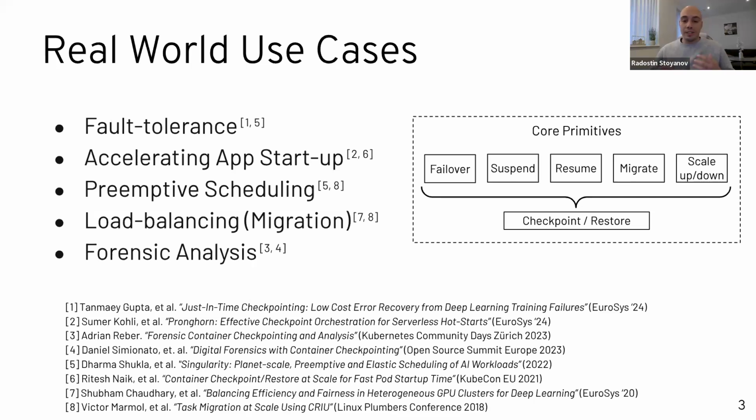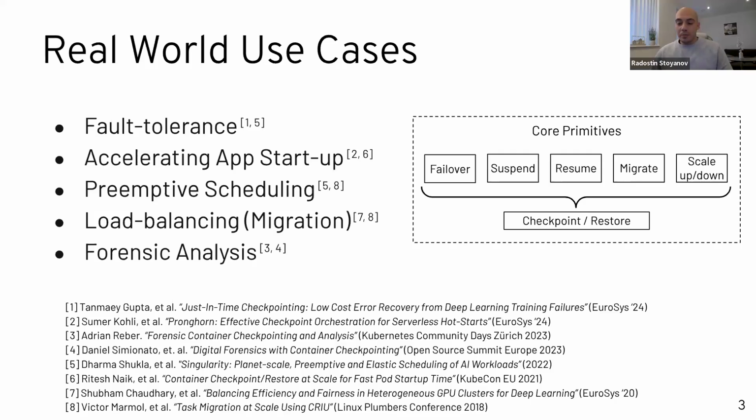Preemptive scheduling is another common use case. When pods need to be preempted by the scheduler, for example to schedule higher priority jobs, we can create a checkpoint of the containers that are being stopped, and then use these checkpoints to resume the pod on a different node. Load balancing is also a common use case, where you can distribute the load by, for example, migrating workloads from one node to another.